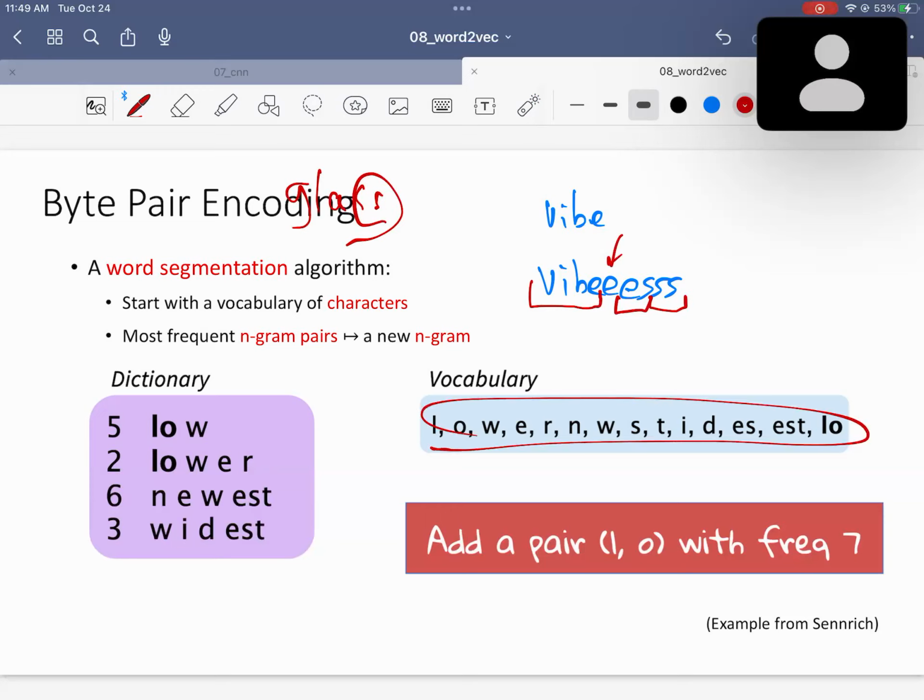So it'll always go for the longest subword first, which is vibe in this case, and then after that the next longest subword and the next longest subword. So in my estimation, it'll be broken down into vibe, E, ES, and SS. Does it make sense? Okay, cool.